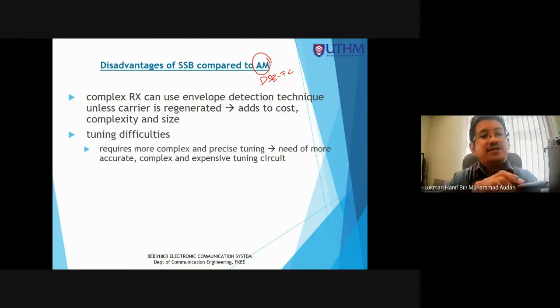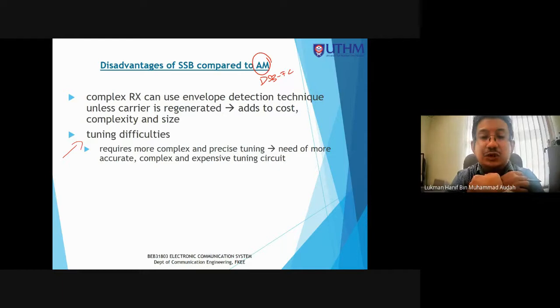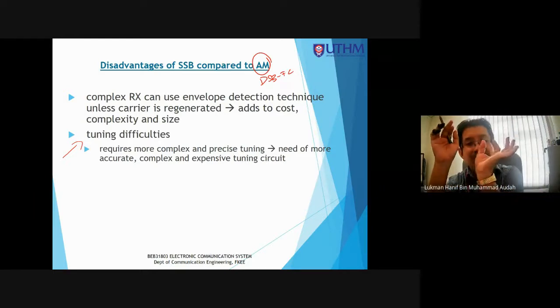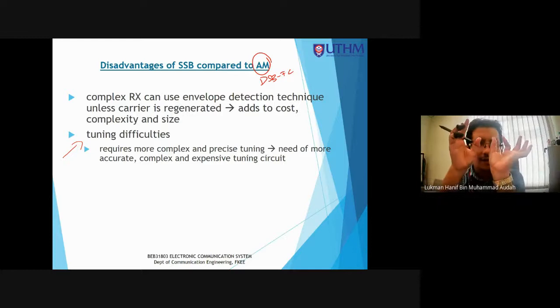And another thing is that tuning difficulties. Okay, it requires more complex and precise tuning because we want to capture the single sideband which has a small fraction of bandwidth. Dari segi filter design dia perlu lebih baik berbanding dengan double sideband full carrier kerana kita nak absorb that small fraction of bandwidthnya kecil. Okay. So yeah, complex and also expensive lah.